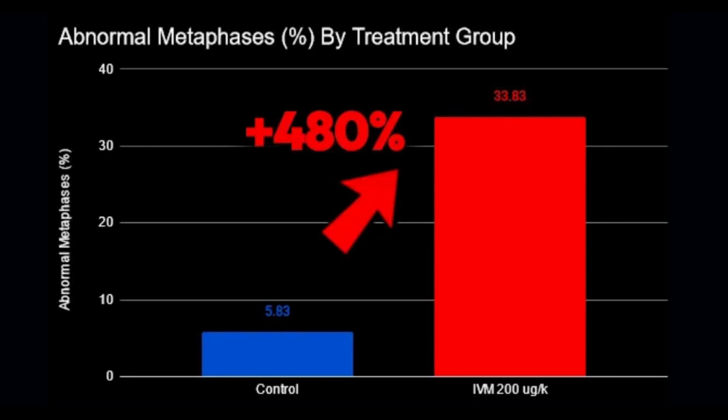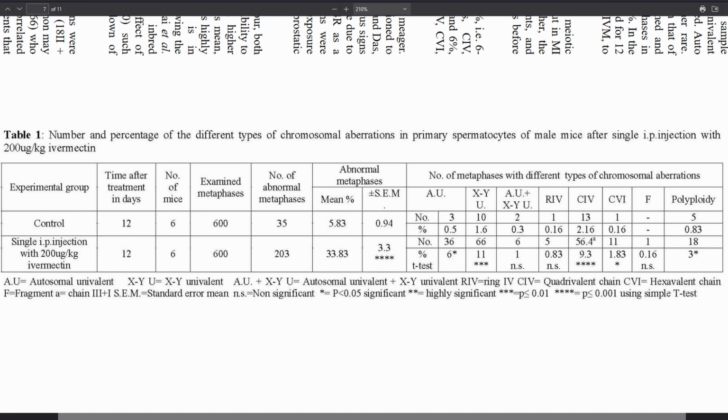The authors of this paper, I'll show you in a second, call this abnormal metaphases. Control 5.83 with ivermectin up 480% to 33.83% chromosomal aberrations. So let's check out real quick table 1 of the paper. We see two rows. The first is the control, the second is the ivermectin. And this is just 200 micrograms per kilogram. Just a tiny amount of ivermectin injected. Look at these effects though.